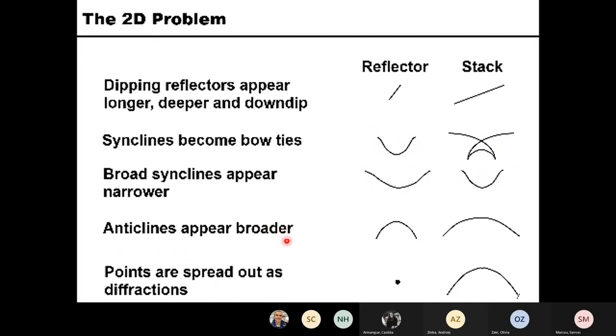For an anticline, you can understand that for the left-hand side, this point, the midpoint must be far left, right? For the right-hand side, this corner, the midpoint will be far right. So you can see the distance from the first point to the last point is quite a bit larger than the actual aperture of this anticline, right? So this is why in your stack section, this anticline appears much broader, much wider.